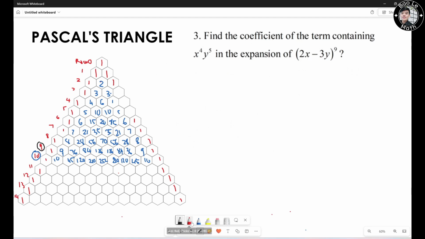Now let's move on to the last example. We need to find the coefficient of the term containing s power of 4, y power of 5 in this expansion. And we see that the power right here is 9, so we need to use row number 9. So this guy right here, we need to use this one. So we need to list the coefficients, so it's going to be 1, 9, and 1. Make sure you add them.